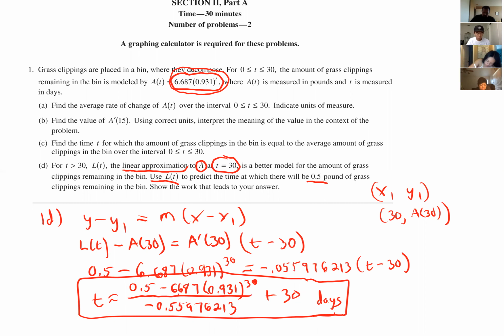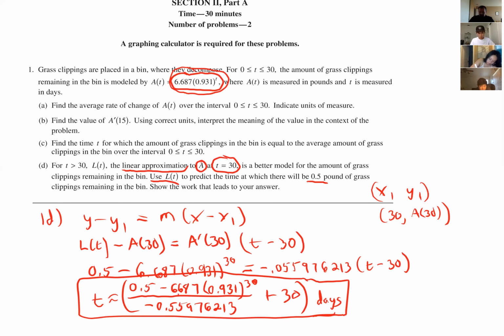All right, so other questions on number 1. Whenever it says linear approximation, you do the y minus y1 equals m(x minus x1). And then remember, y is the same as L of x. So in first semester, when we talked about linearizations, L of x was just the same as your y coordinate. So that just represented the approximation.